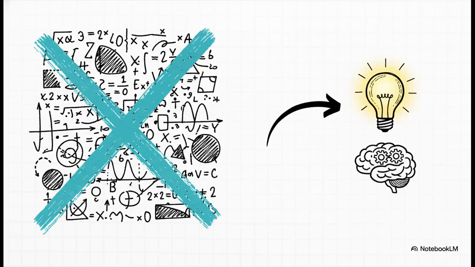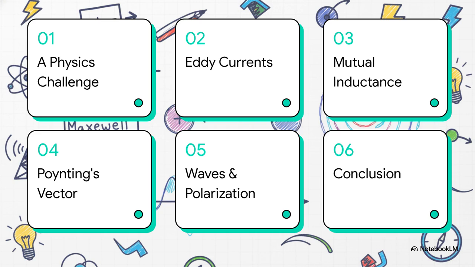We are going to completely, 100% ignore the nasty calculations. Instead, we're going to focus on the logic, the story that each problem is telling us about the laws of physics. So here's our game plan. We've got 4 big ideas to unpack.